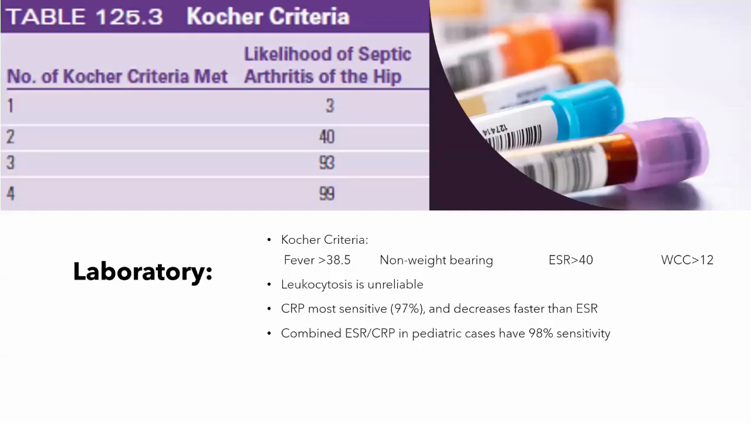Now, if you go down the reading rabbit hole of workup, you're going to come across the Kocher criteria. It's ancient. It was derived to work up patients, specifically pediatric patients with septic arthritis of the hip. It still uses fever, non-weight bearing, ESR, and the white cell count. We have since included CRP to make this a 5-point score.